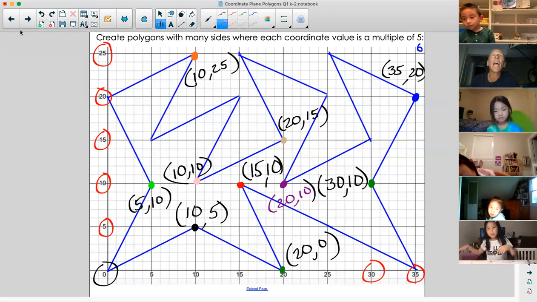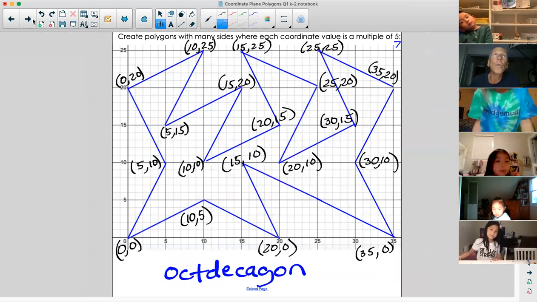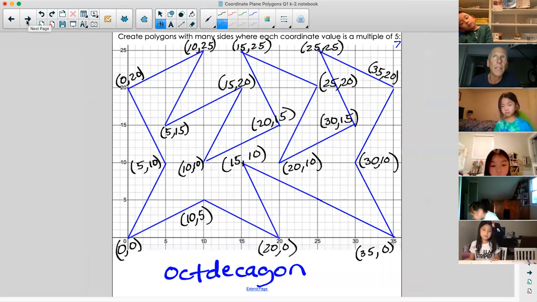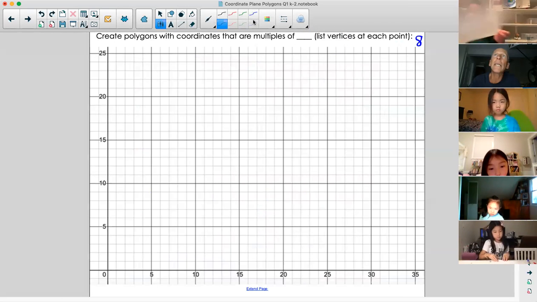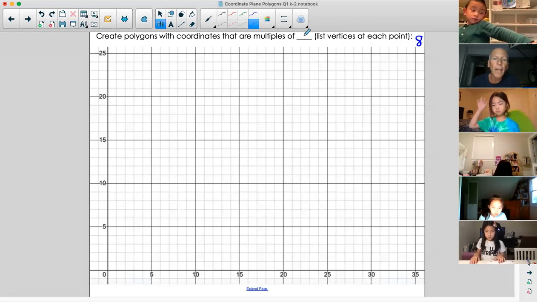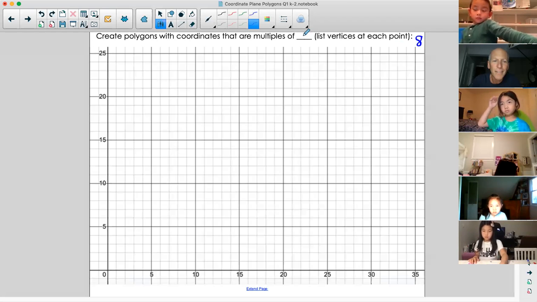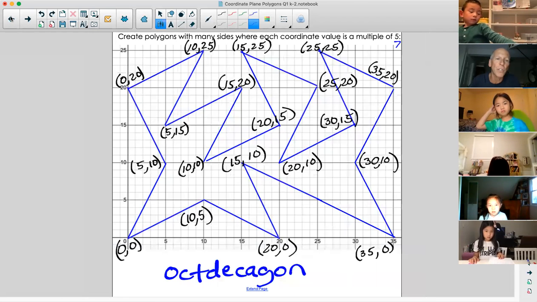Now, can you guys create your own polygons that have multiples of only, I don't know, pick a number, guys. Multiples of what? Go ahead, Val. 5. Well, we just did multiples of 5.